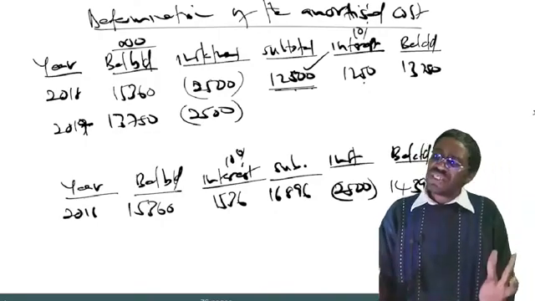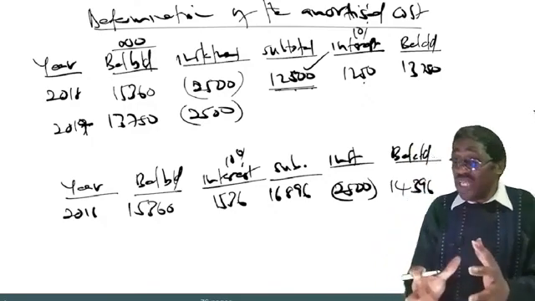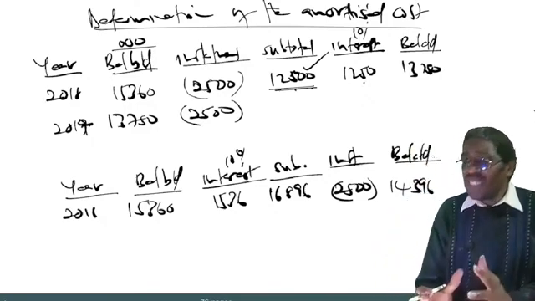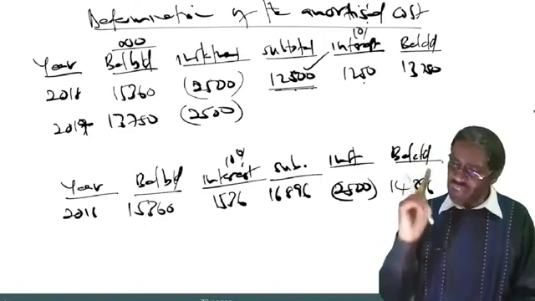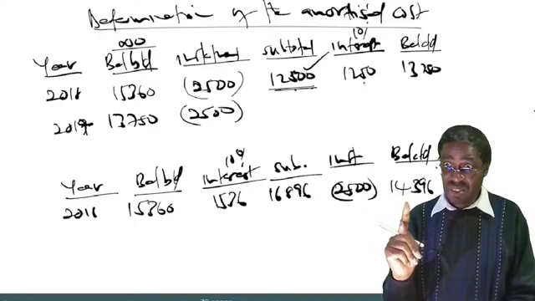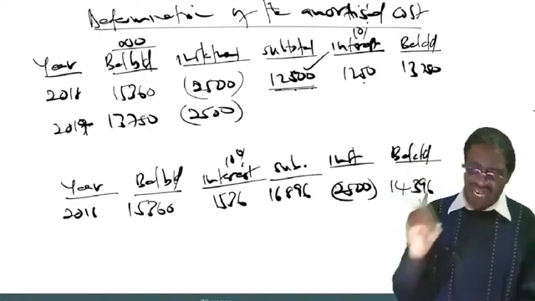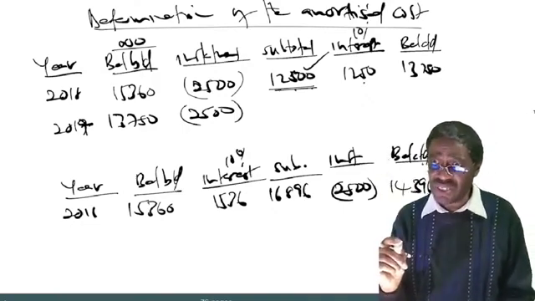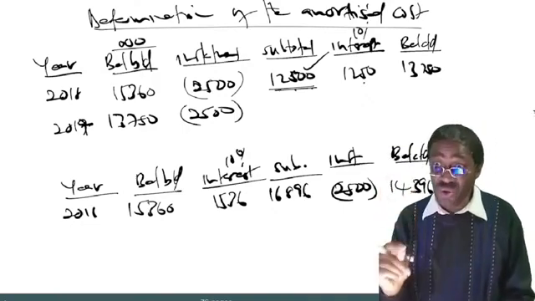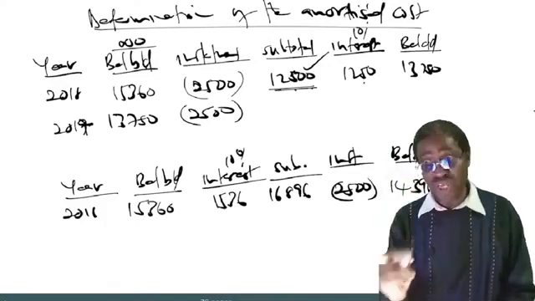But I started with the same liability of 15,360. But the interest charge is different. And the liability by the end of the year is different also. So what I'm trying to say is this. Whenever you have a question for lease, first ask yourself, are we paying our installments in advance or are we paying our installments in arrears? It depends on the question.